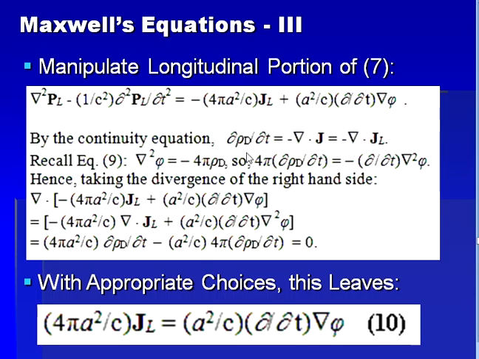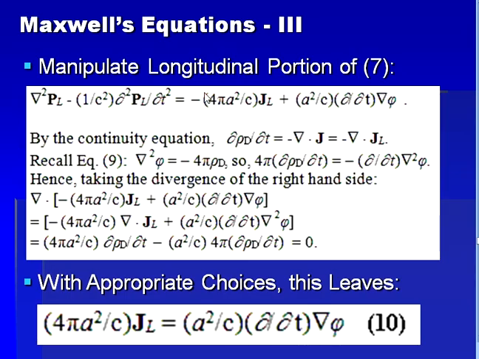We next recall equation 9, which is that the Laplacian operator applied to phi is equal to minus 4 pi times the density of the detached ether. If we now take the partial time derivative on each side of this equation, we will get the expression shown here.